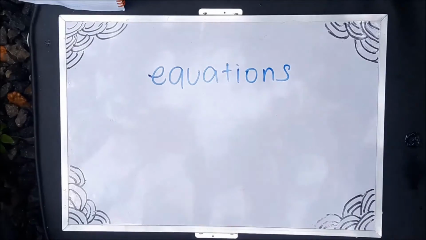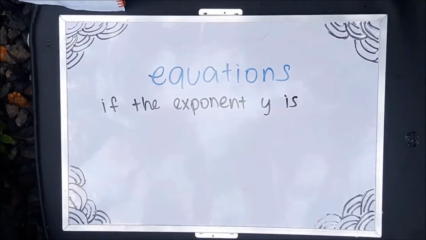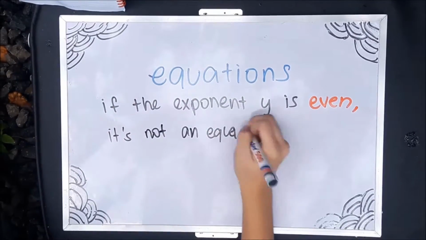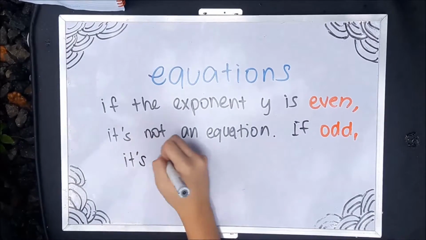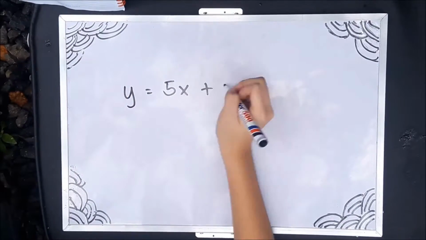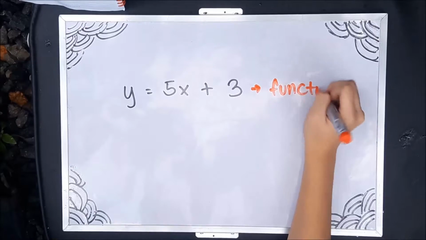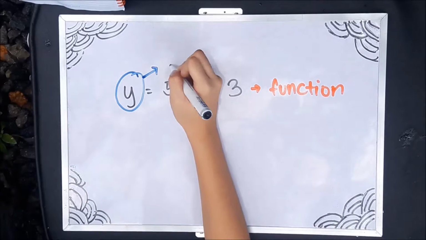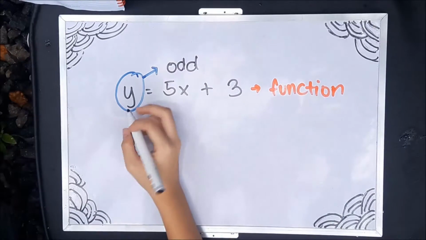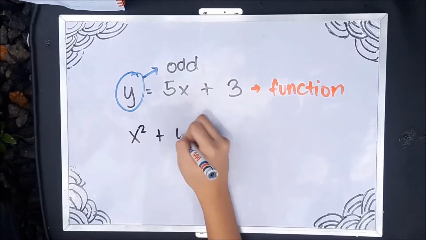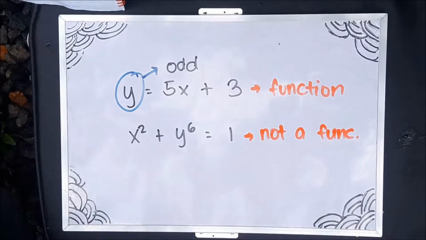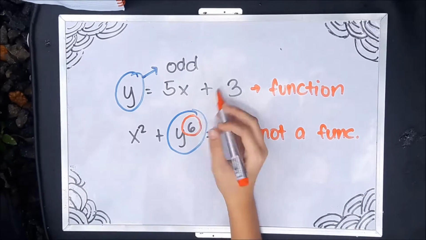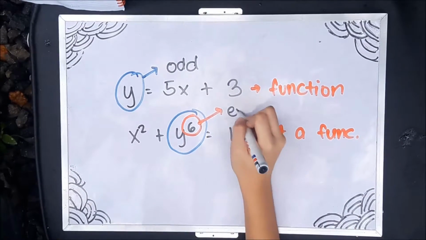Third is equations. If the exponent of y is even, it's not a function. But if the exponent of y is odd, it is a function. For example, y equals 5x plus 3 is a function because the exponent of y is odd. Another one is x squared plus y to the 6th power equals 1, which is not a function because the exponent of y, which is 6, is even.